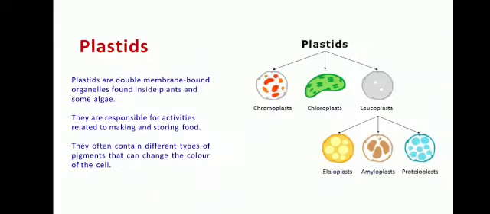Then plastids. The plastids are double-layered, that is, double-membrane bounded organelles found only in plant cells, in some bacterial cells, or in blue-green algae cells.